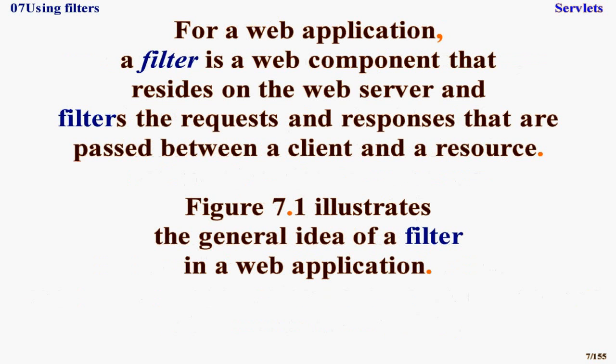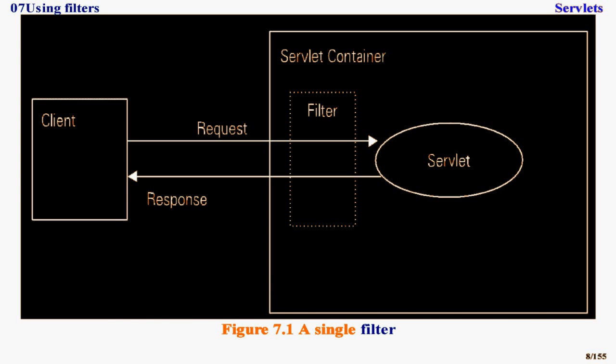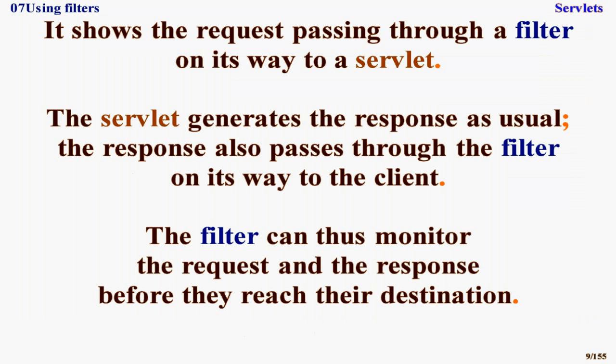For a web application, a filter is a web component that resides on the web server and filters the requests and responses that are passed between a client and a resource. Figure 7.1 illustrates the general idea of a filter in a web application. Figure 7.1. A single filter. It shows the request passing through a filter on its way to a servlet. The servlet generates the response as usual. The response also passes through the filter on its way to the client. The filter can thus monitor the request and the response before they reach their destination.